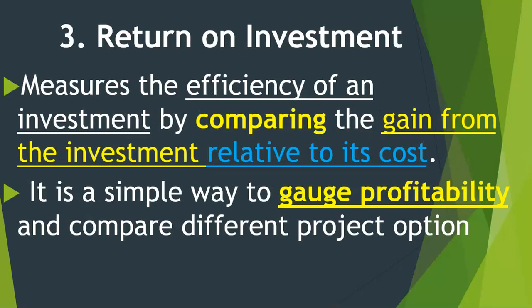Why that? There is what I call return on investment, the rate at which the investment is coming back. That is, in simple terms, the measure of the efficiency of an investment. And you're comparing that with the benefits in relation to the costs. In other words, we are now turning what we are calling the CBA, cost benefit analysis, into a ratio or into a percentage rate. So it is a simple way to gauge profitability of the business.